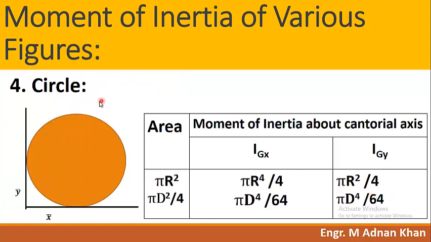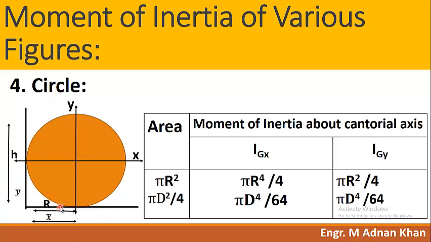The next one is the circle. The centroidal axes, x-axis and y-axis, have been drawn, and r is the radius of the circle. C is the centroid or center of gravity of the circle. The area of the circle is equal to pi r square, or it can also be written as pi d square divided by 4.